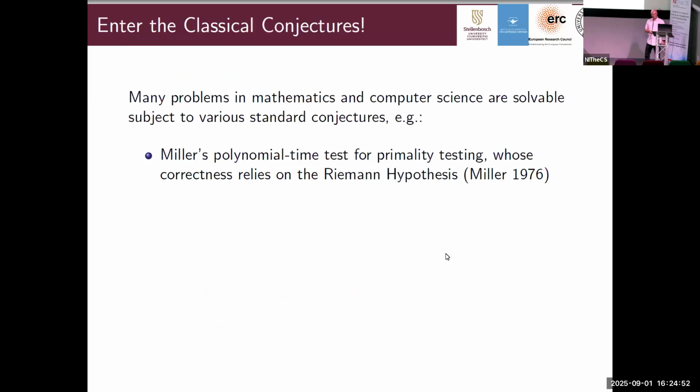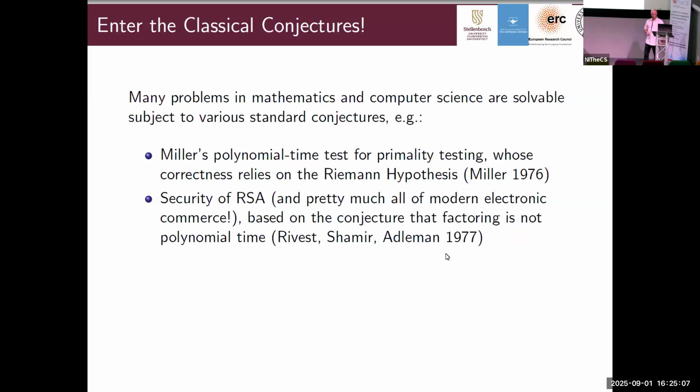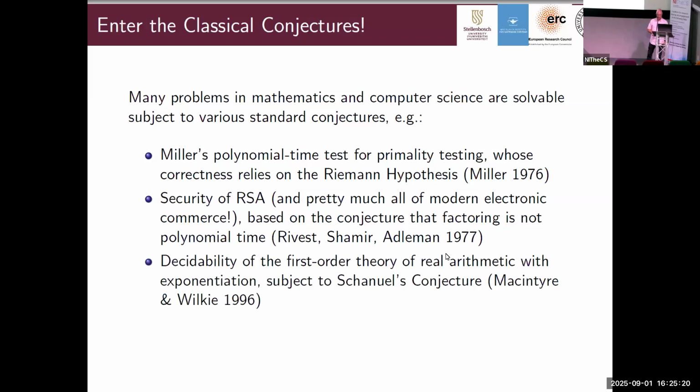So many problems in mathematics and computer science are solvable subject to very standard conjectures. I'm going to put out some conjectures here. For example, Miller's polynomial time test for primality. The correctness relies on the Riemann hypothesis. The security of the RSA, and pretty much all of modern electronic commerce, is based on the folklore conjecture that factoring is not in polynomial time. This is what is believed. Nobody could find a polynomial time algorithm to factor integers.